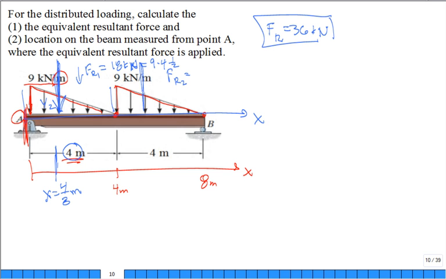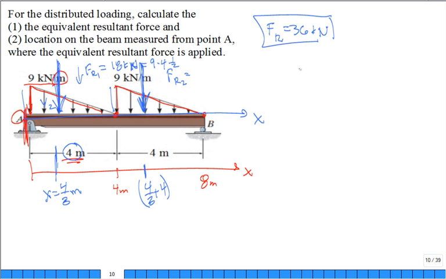From where? The peak. So where it is applied visually is around right there, which is at a location right here of x equal to 4 divided by 3 meters. How about for the second one? Right there. Where is that location? 4 divided by 3 meters plus 4 meters. 4 plus 4/3, true?